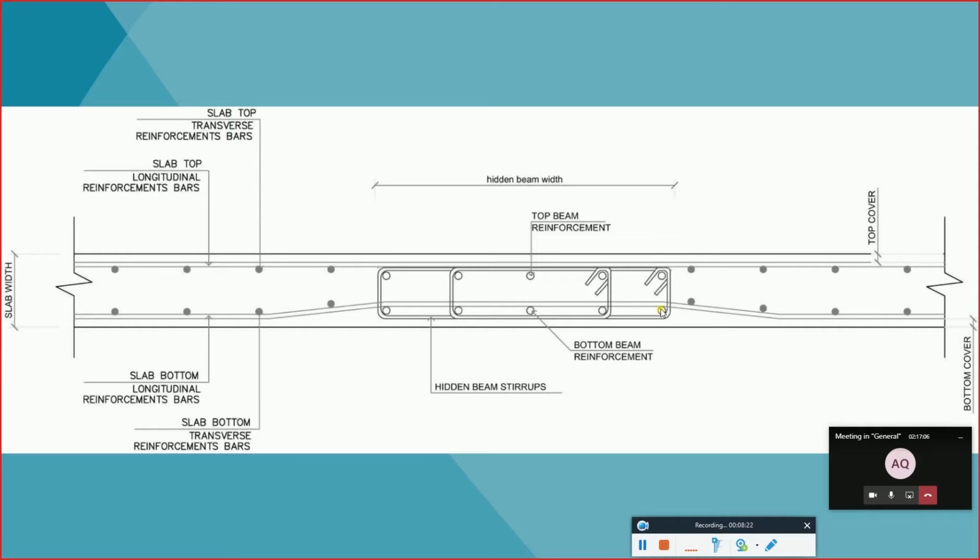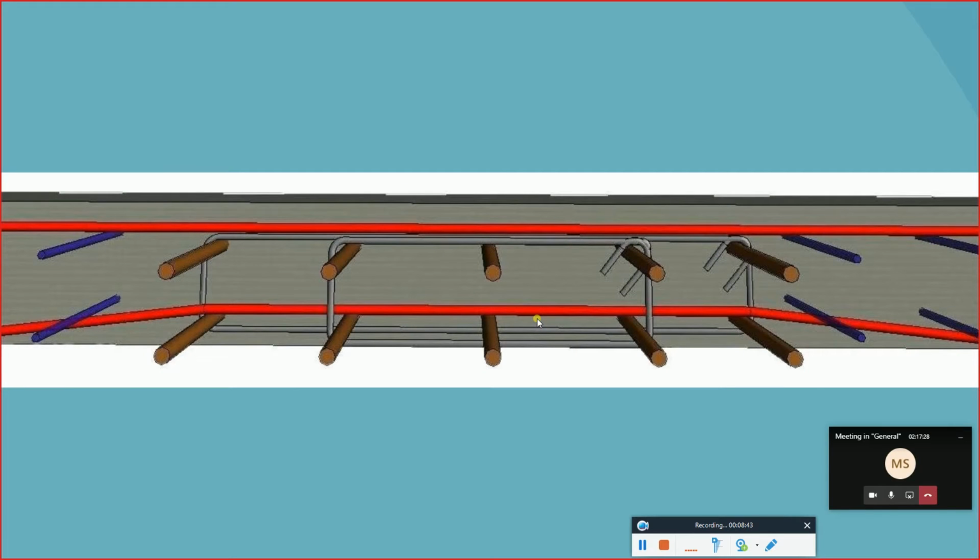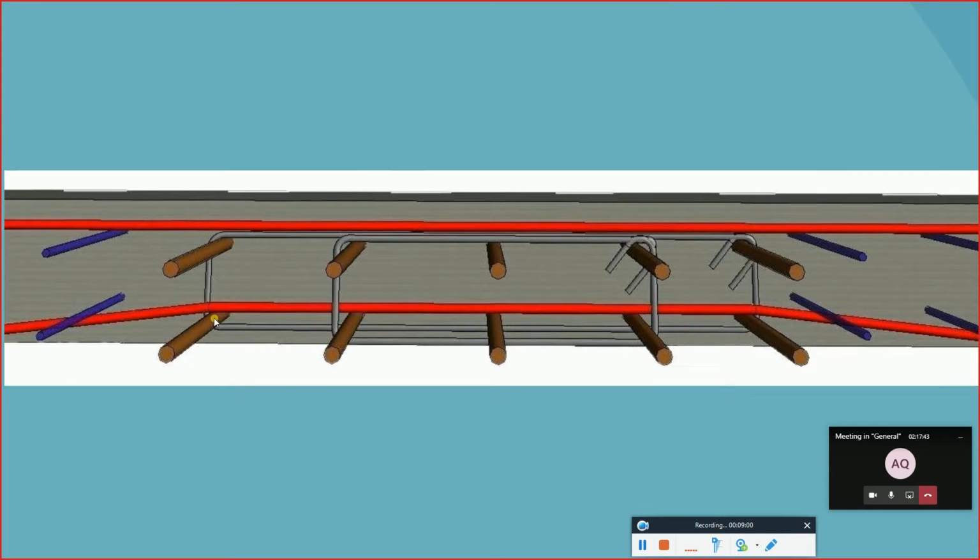Even in the hidden beam, due to the connection made, the slab reinforcement is coming at the top of the beam reinforcement. So it means that the slab is carried by the beam as well. This is like a 3D view. You can see the reinforcement, the red one is the reinforcement of the slab, and you can see the reinforcement of the slab is coming at the top of the reinforcement of the beam. And this shows you that the slab is carried by the beam.